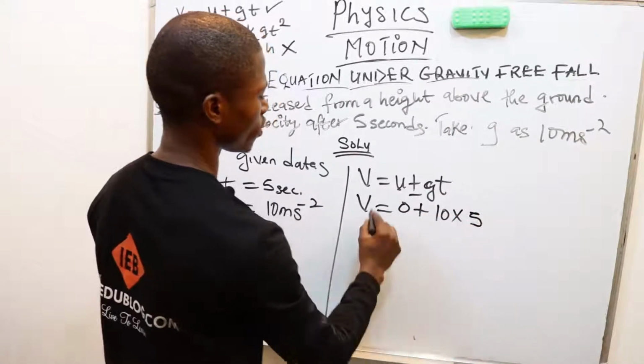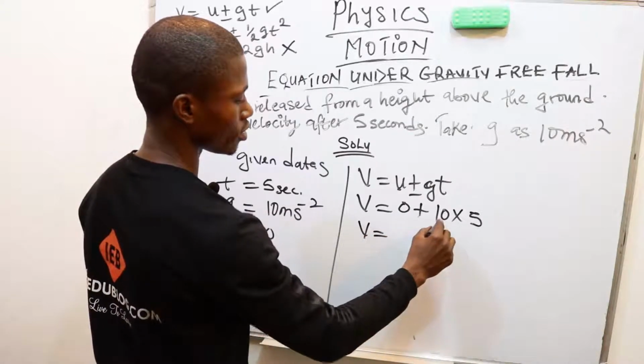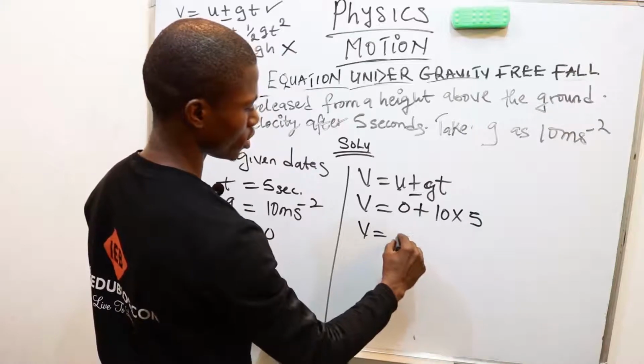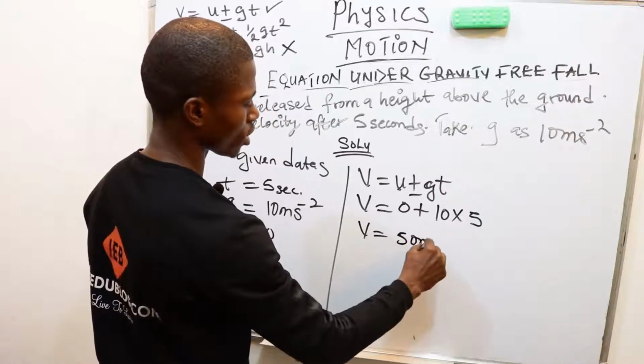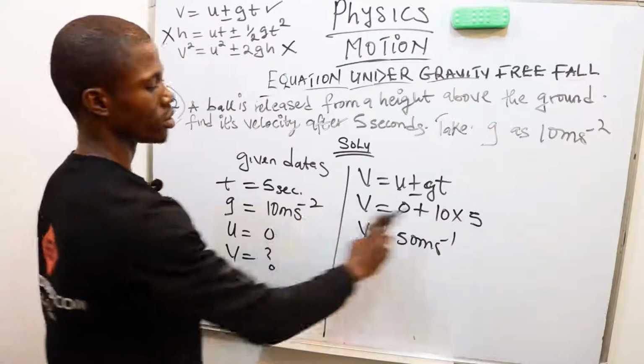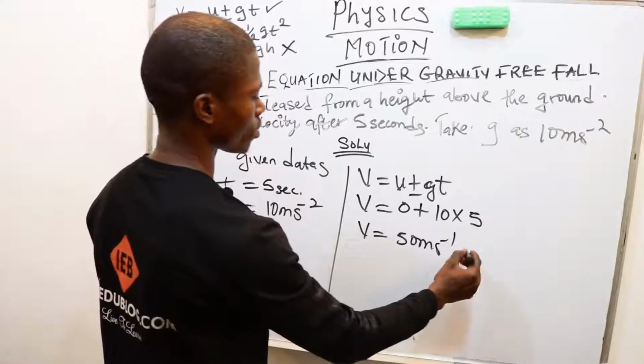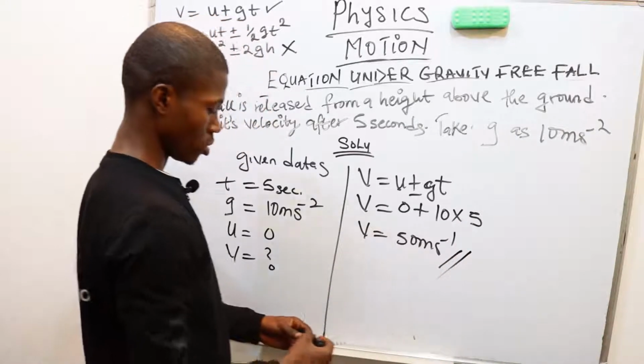So our final velocity is equal to 10 meters per second squared times 5 seconds. This is 50 meters per second. Our acceleration times 5 seconds will give us 50 meters per second. And this is our final answer. Okay.